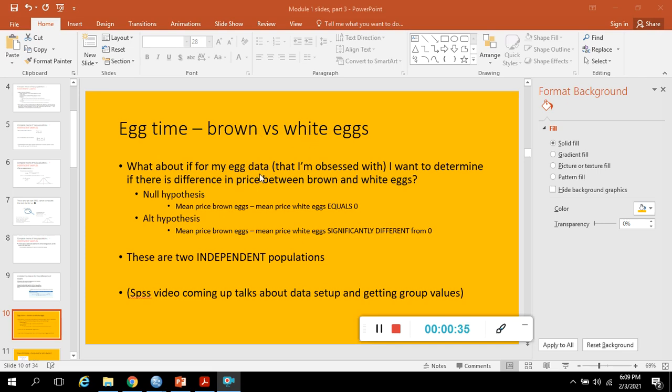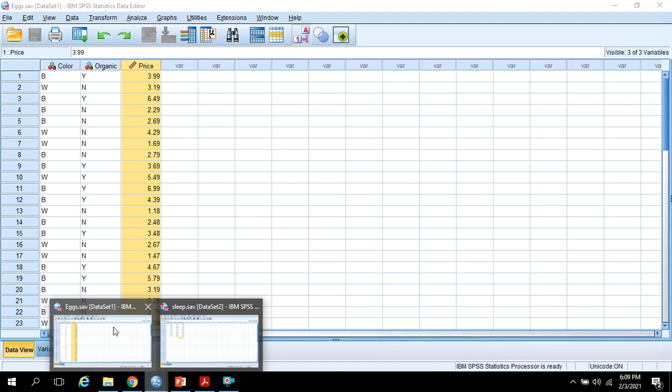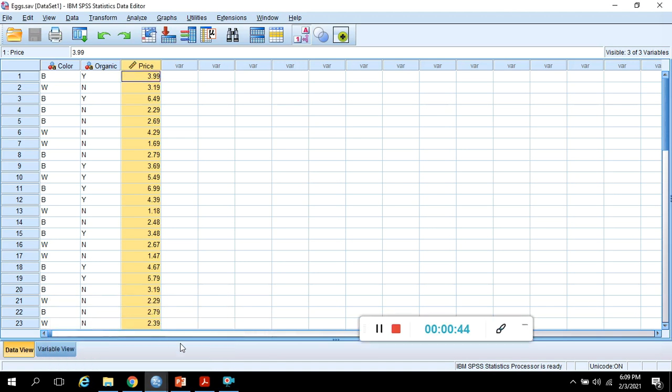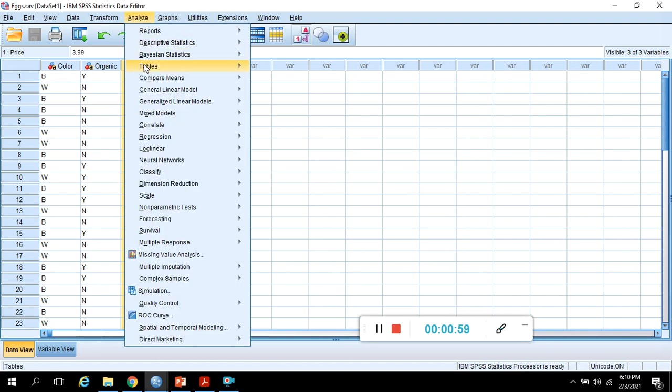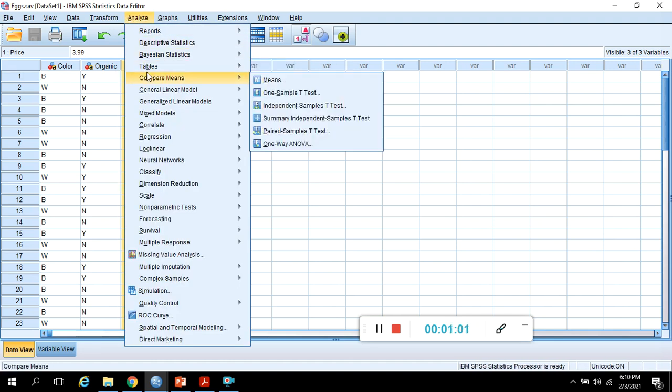This is the hypothesis that I'm testing. Let's go into SPSS and look at how to run this. Here's my egg data that at this point you know and love, as do I. I am going to compare whether there's a difference between brown eggs and white eggs. To do that, I'm going to go under Analyze and Compare Means. This whole test is pretty much under Compare Means, except for some of the confidence intervals. So Compare Means, and I'm going to do the Independent Samples t-test.